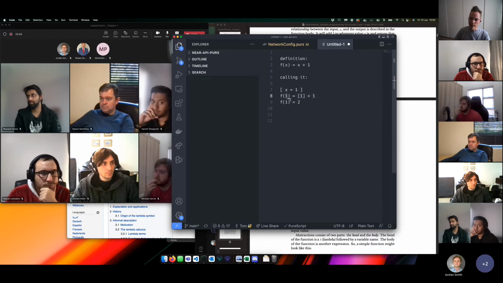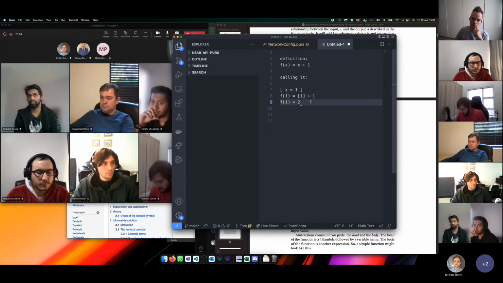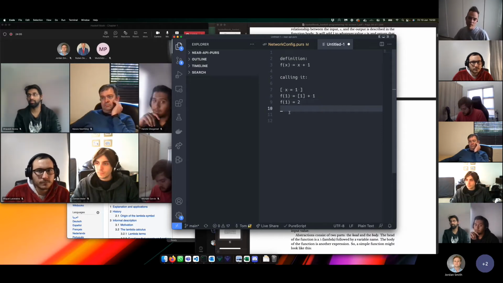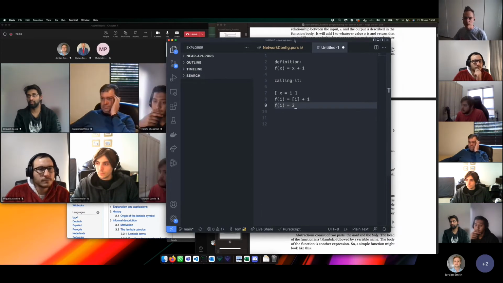So wherever you see x on the right side of the equals, substitute 1 for it instead, if that makes sense. And then just continuously reduce as much as you can until you get to some stable point, which is like you can't further reduce 2, it's already fully reduced. And so that's the answer. So f of 1 equals 2, that is the answer.